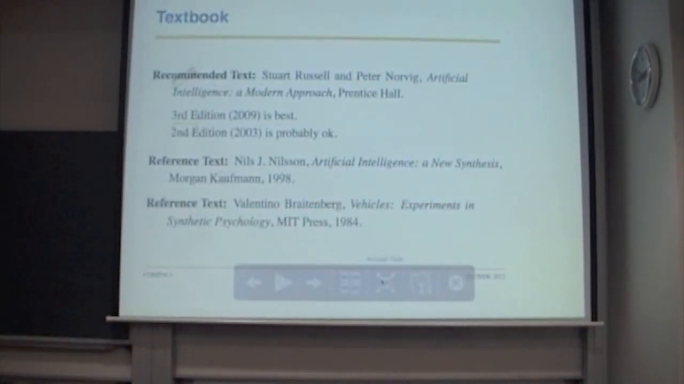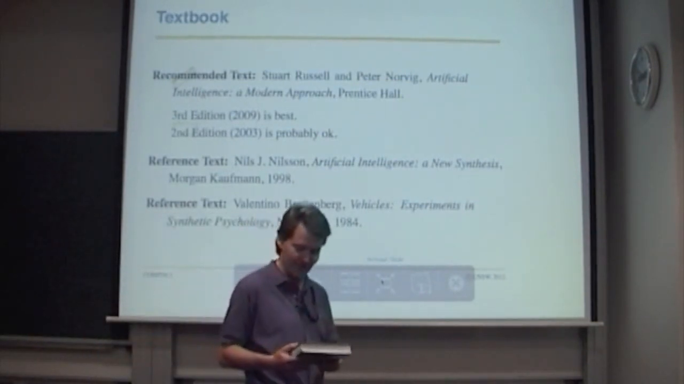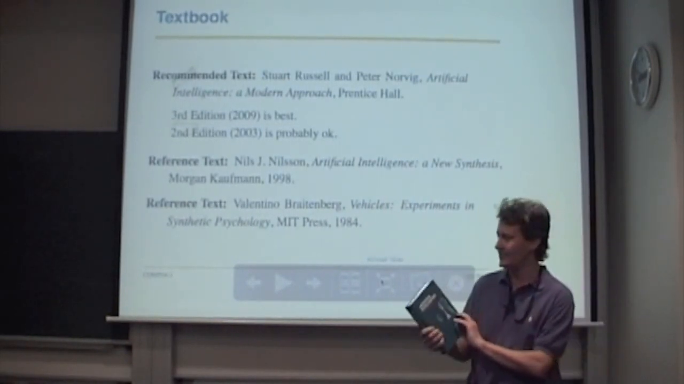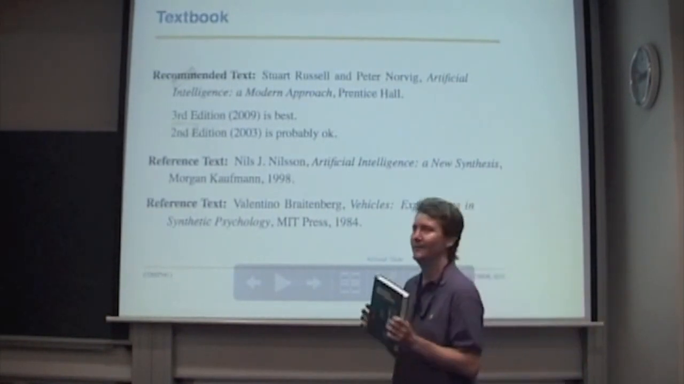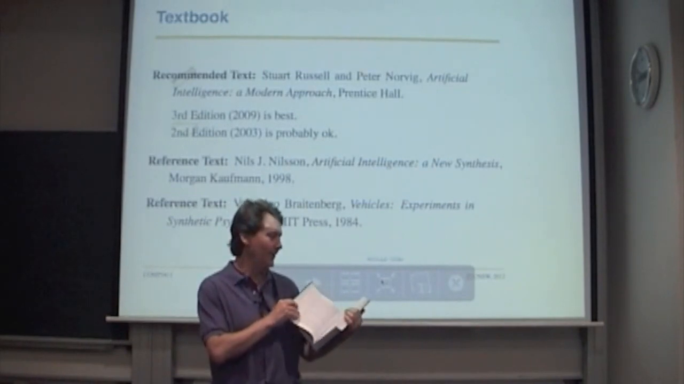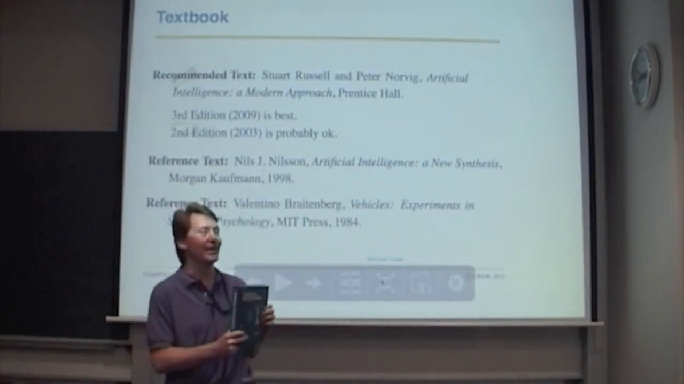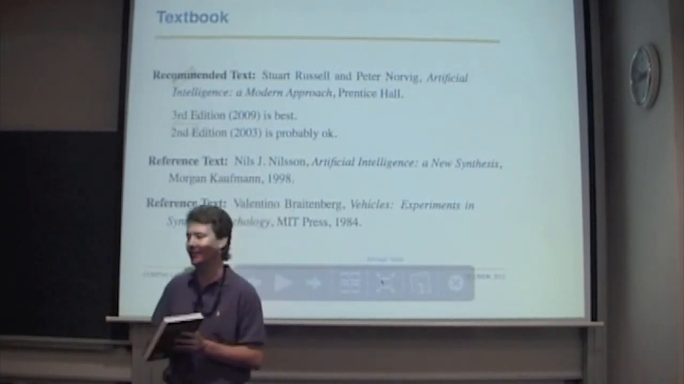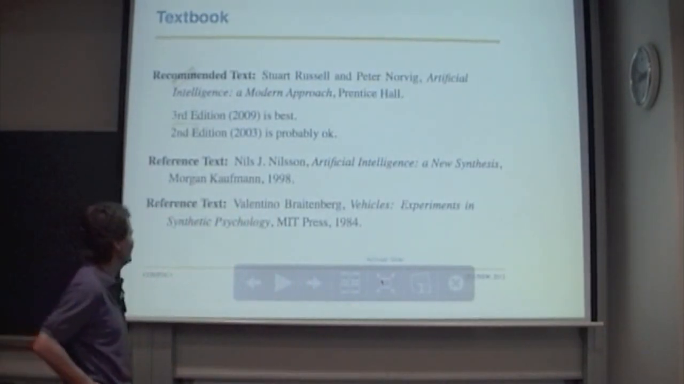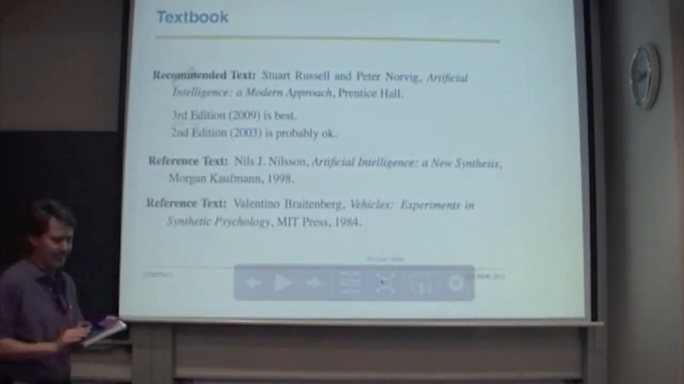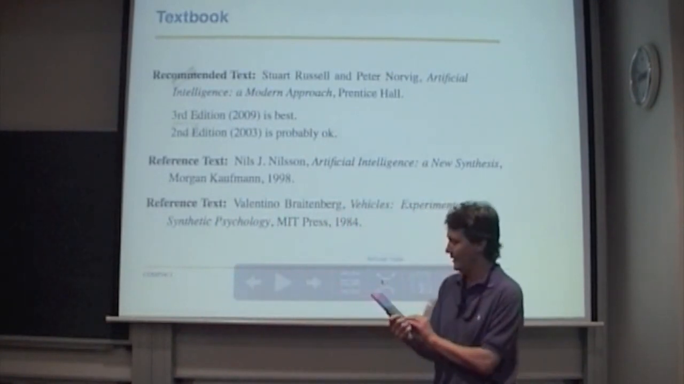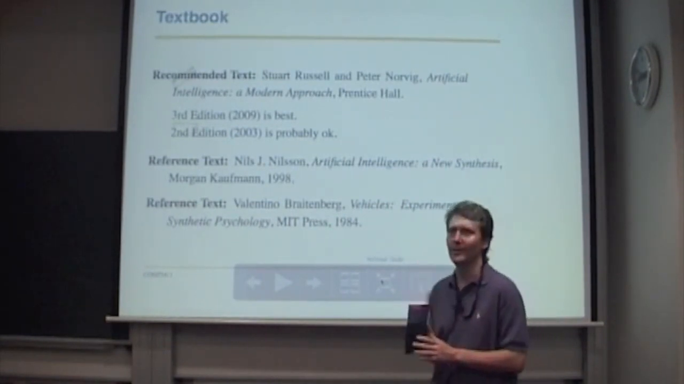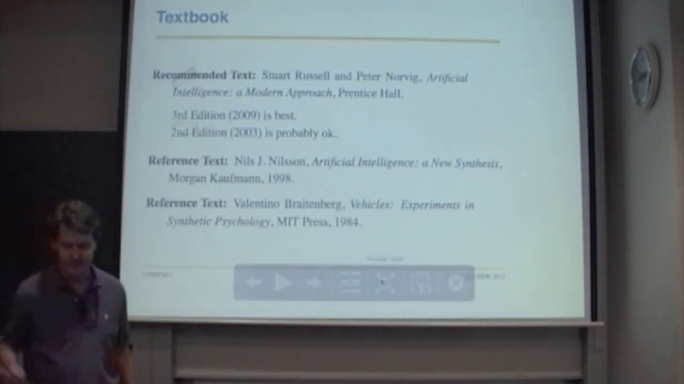Now, there's various other books I'll be mentioning throughout the course that you might want to have a look at as references. One of them is this book here by Nils Nilsson, Artificial Intelligence: A New Synthesis. We like the organization of this book in terms of the order in which the topics are presented. So we'll be following that other textbook pretty closely, but we may deviate a little bit in terms of the order of the chapters and that sort of thing. And some other books I'll be mentioning along the way. This one here is Vehicles: Experiments in Synthetic Psychology by Valentino Braitenberg. I'll be talking more about this when we get to reactive agents.